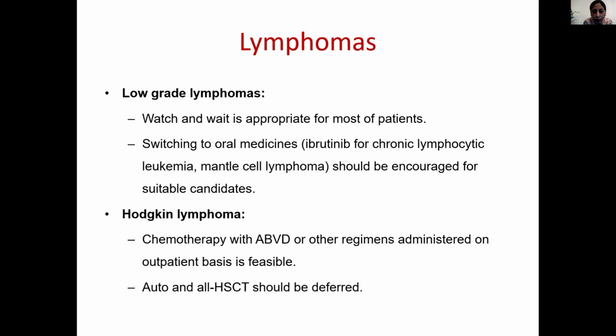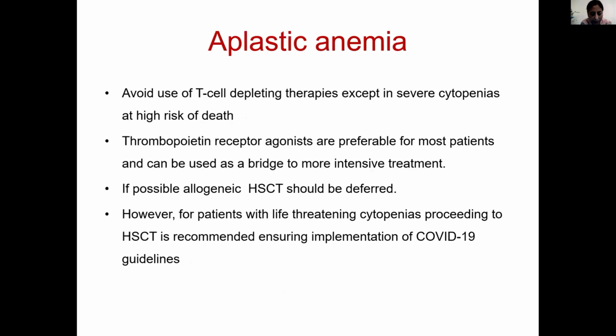For Hodgkin lymphoma, patients would require standard chemotherapy, and we should attempt to keep patients in the outpatient setting as much as possible. Again, here, autologous transplants should be deferred. So aplastic anemia, not a malignancy, but we do see so many of these patients, and in fact, they form a major chunk of the transplant population at our center.